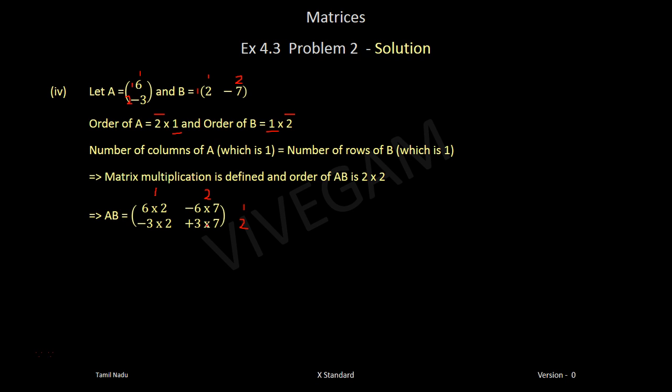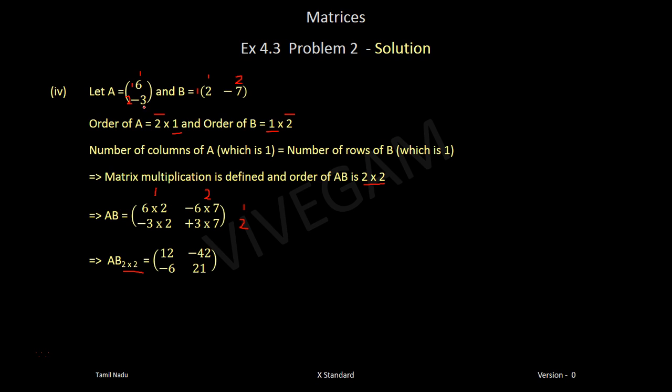Okay. So this will be 6 2s are 12 and this is minus 42 and this is minus 6 and this is 21. And the resultant matrix is first row, second row, first column, second column. So it's a 2 by 2 matrix. What is our definition? We will get the order of the matrix as 2 by 2, which is right. Okay, so bigger matrices is a little easy. This kind of smaller matrices is very difficult.